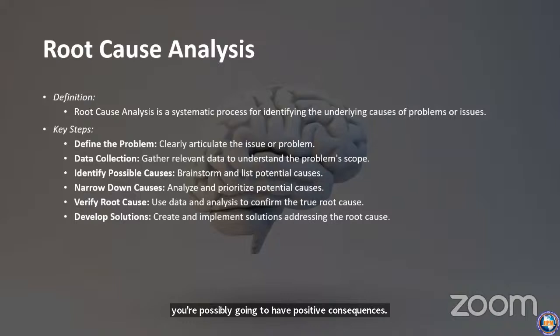Now, the key steps here involve defining the problem, data collection, identifying the possible causes, narrowing down the causes to get the root cause, then verifying the root cause, and then developing solutions to deal with the root cause. So first of all, what is the problem? Secondly, collect data, get information on this particular problem. Then identify the possible causes that are tending to this problem. Then narrow it down. What are actually the root causes? What are the things causing these problems? Then verify the root cause and then develop solutions. Okay, let's run a little faster.